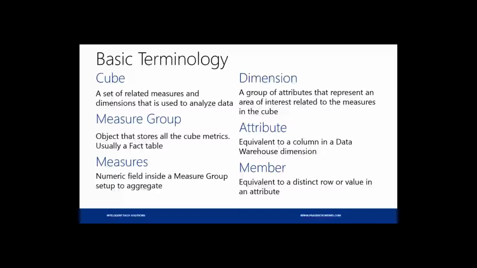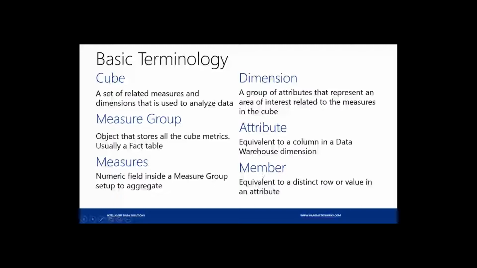Dimensions store the descriptive information about a metric. Okay, so if I'm talking about sales data, it may be something like the employee that sold it. So a dimension table or dimension may be employee. It would be a collection of all the different columns or fields that have to do with an employee. Okay, now an attribute is actually one of those columns. So if a dimension is a collection of attributes or columns, then an attribute is actually a column. So an example of this would be my employee dimension, my marital status attribute, and then a member is actually a distinct row inside that attribute.